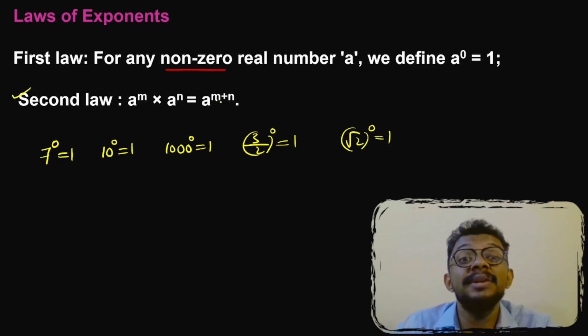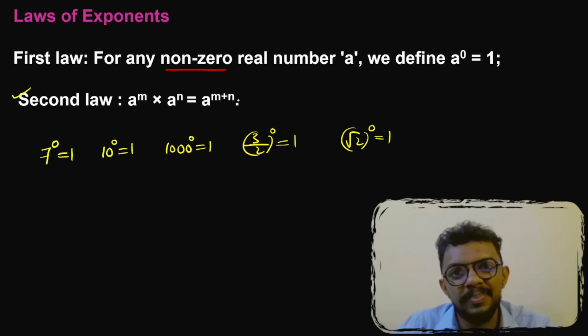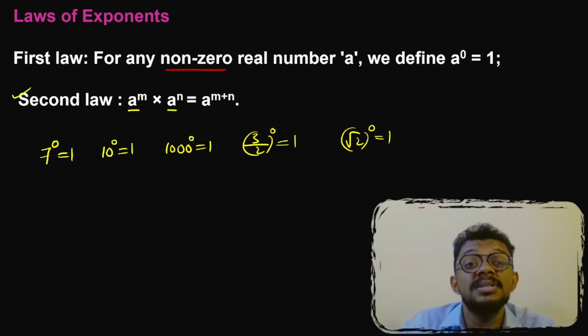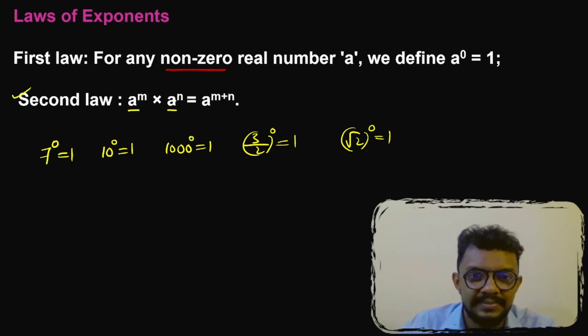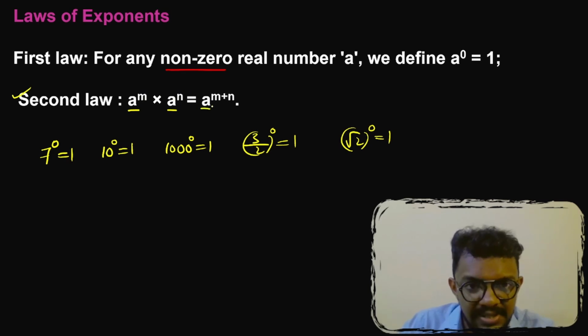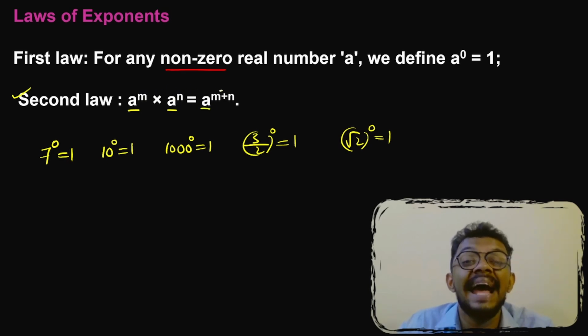It's time to discuss the second law. a raised to m into a raised to n is equal to a raised to m plus n. If the base is same and the powers are some m and n, and they are multiplying, then at the same base, the powers will get added.